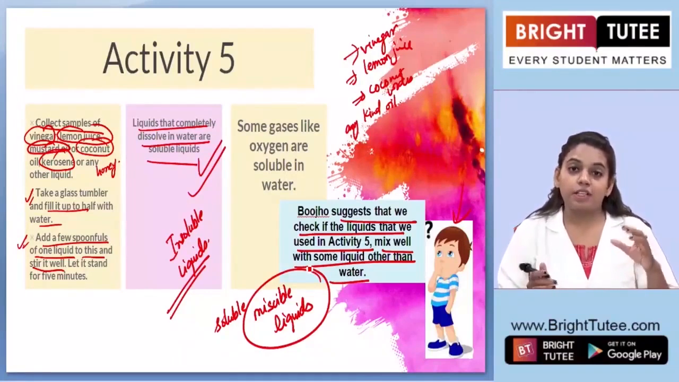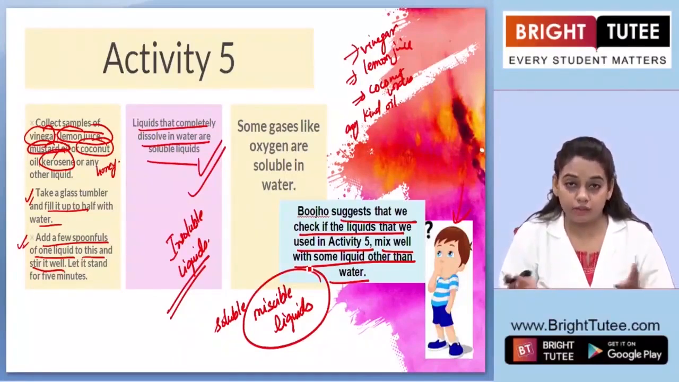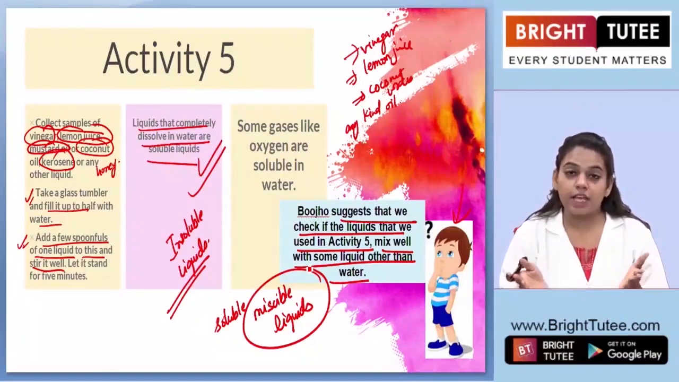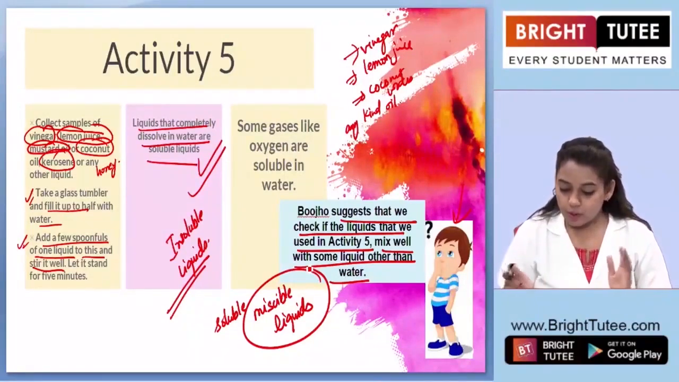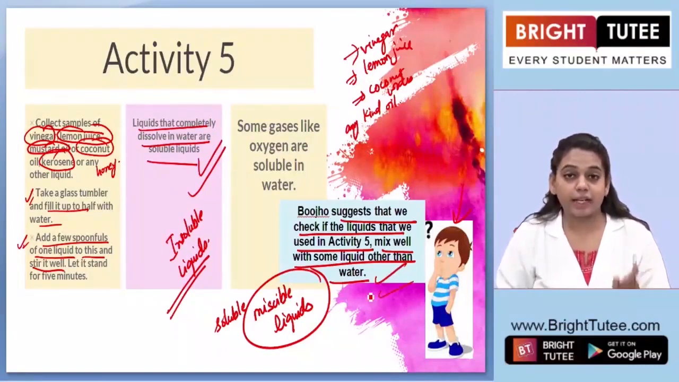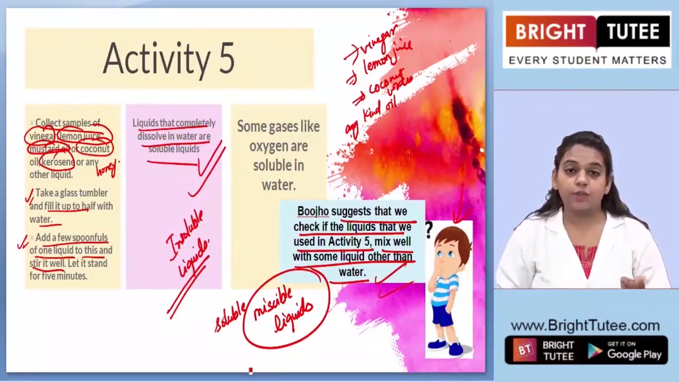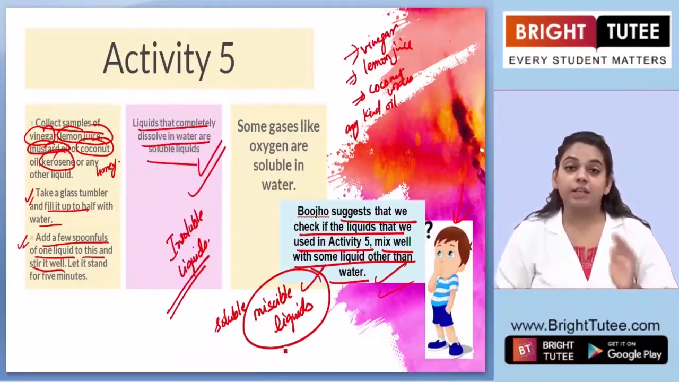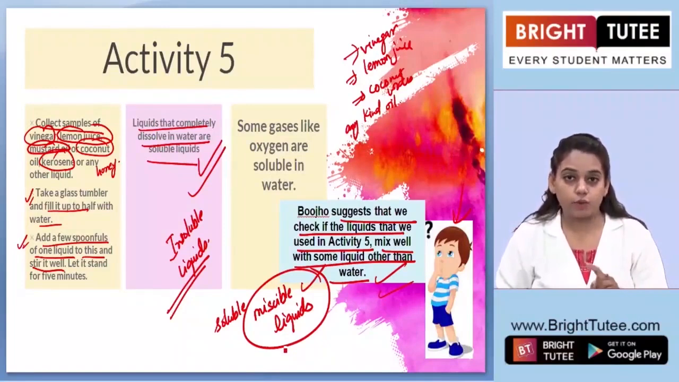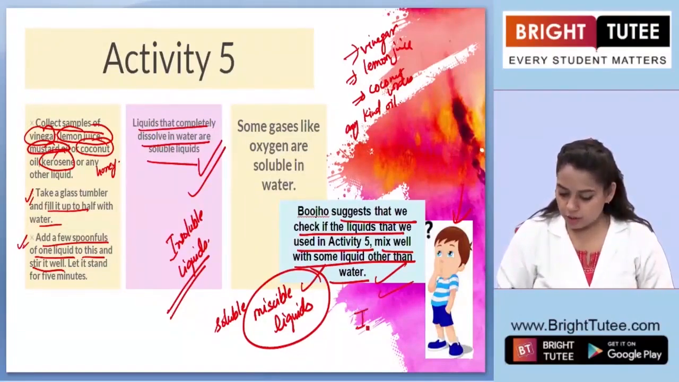For example, lemon juice and vinegar may mix very well with each other, whereas some of the oils may mix well with each other. So you can test this by conducting this activity, and you can then classify those liquids as miscible if they are completely mixing with each other, and if they do not mix with each other, then you will call them immiscible liquids.